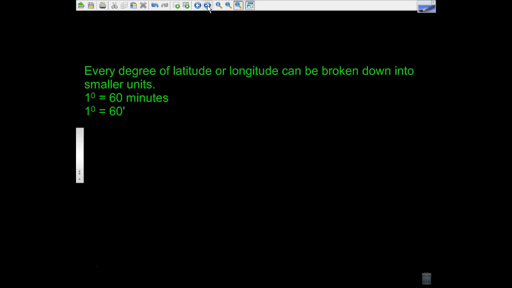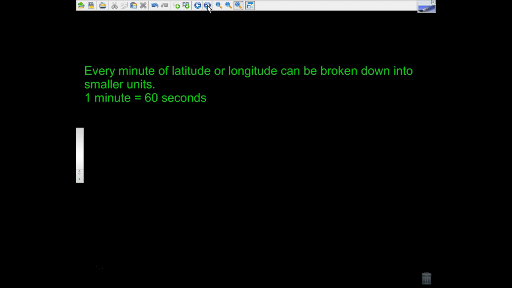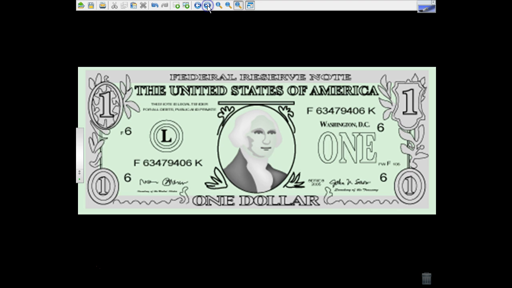Another way to write it is 1 degree is 60 minutes, with that little dash line in the upper right hand corner next to the 0. And then of course, if we want to break that down even further, each minute can be broken down into 60 seconds. And that's the way you could write it: 1 minute equals 60, and then with 2 dashes, that's the sign for seconds.